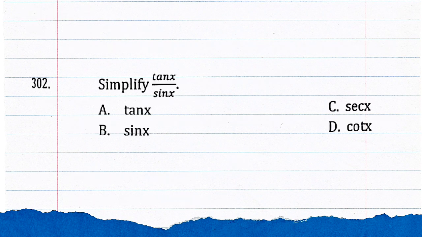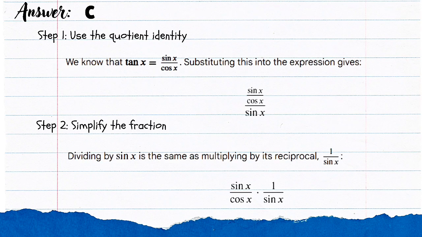Question number 302. Simplify tangent x over sine x. And here are the choices. Letter A, tangent x. Letter B, sine x. Letter C, secant x. Letter D, cotangent x. And the answer is letter C. And here are the steps.